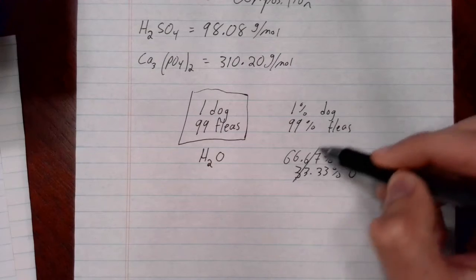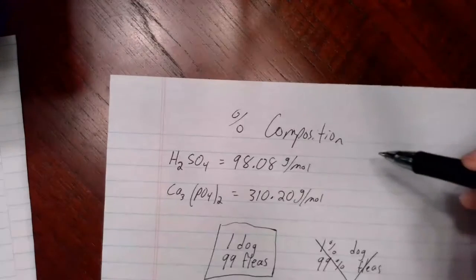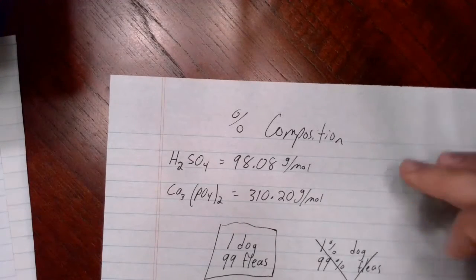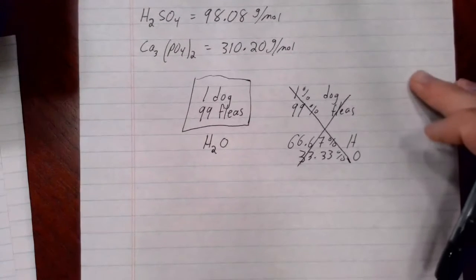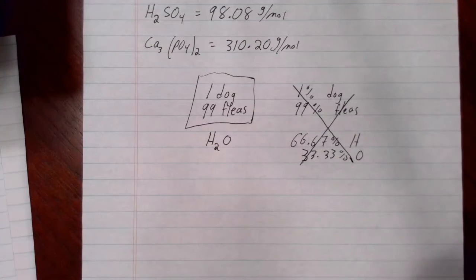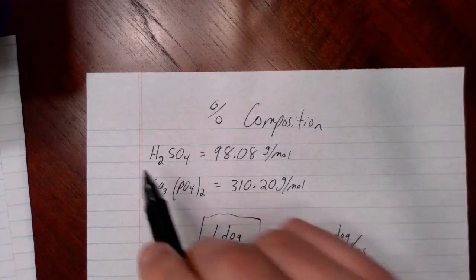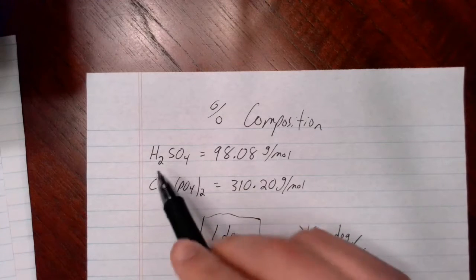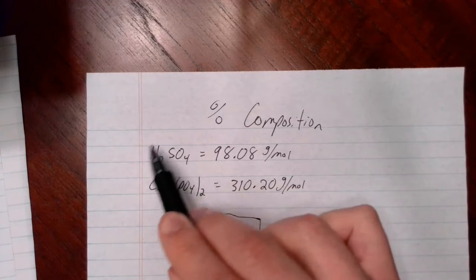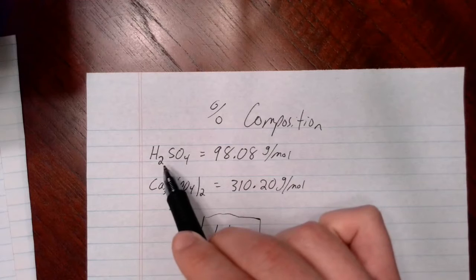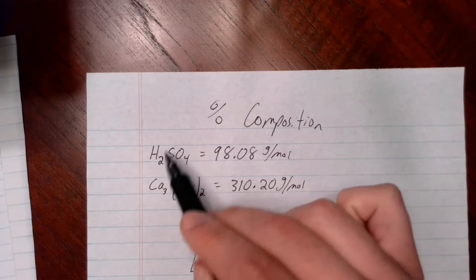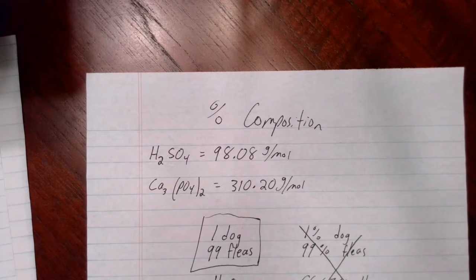So that's why when we talk about the percent composition or the percent makeup of a molecule, we don't talk about it in terms of number of atoms. We talk about it in terms of mass. So if I ask you for the percent composition of sulfuric acid, what I'm really asking you is what percentage of this compound's mass is derived from hydrogen? What percentage of this compound's mass is derived from sulfur?